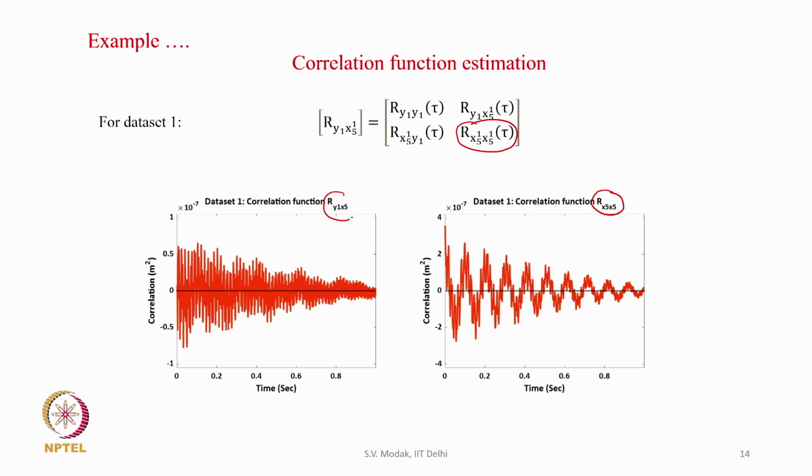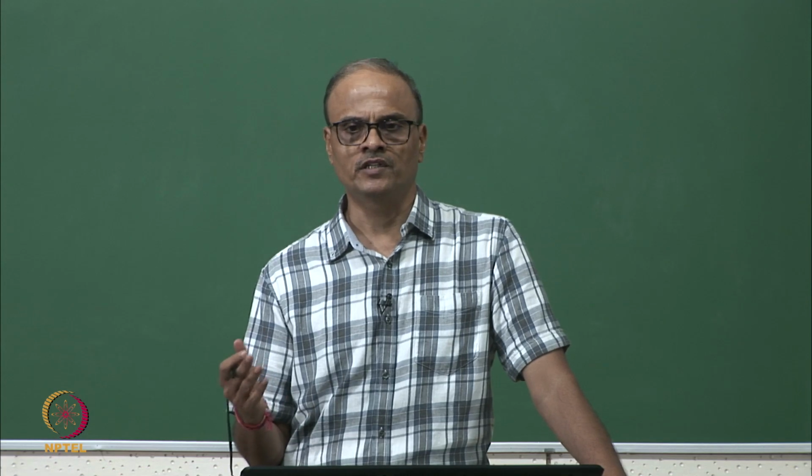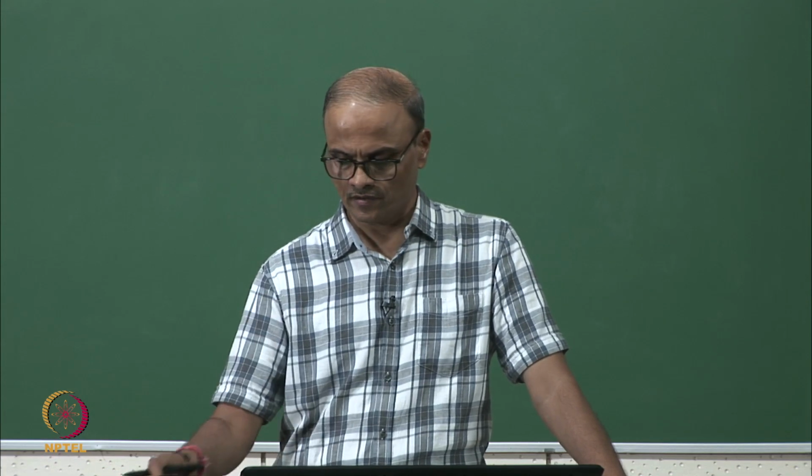This is R y1 x phi. That is the cross correlation between the roving sensor signal and the reference sensor signal at location phi, right. So, this is nothing but this element in the correlation matrix. Let us now perform model parameter identification. Now we are going to use the ERA method here, which we have studied earlier.